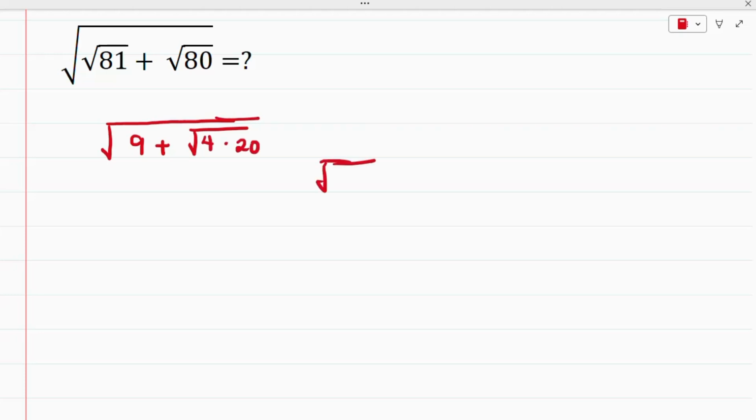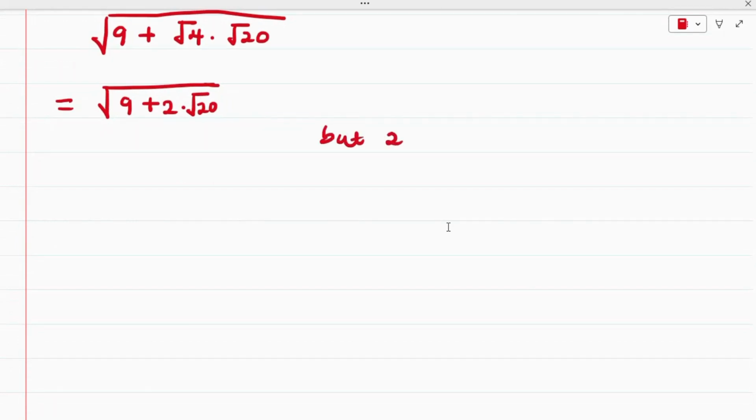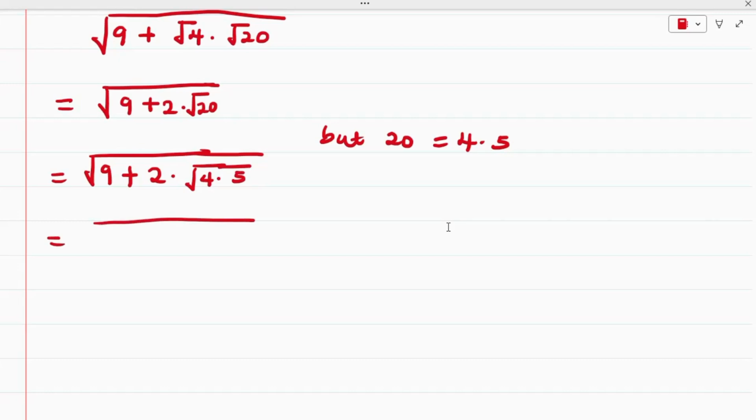Now applying this property that says the square root of a multiplied by b is equal to the square root of a multiplied by the square root of b. So we have this to be the square root of 9 plus the square root of 4 multiplied by the square root of 20. So this is equal to the square root of 9 plus the square root of 4, which is 2, multiplied by the root of 20. But we can easily express 20 to be equal to 4 multiplied by 5. So we have this to be the square root of 9 plus 2 multiplied by the square root of 4 multiplied by 5. So this is equal to the square root of 9 plus 2 into the square root of 4 multiplied by the square root of 5.